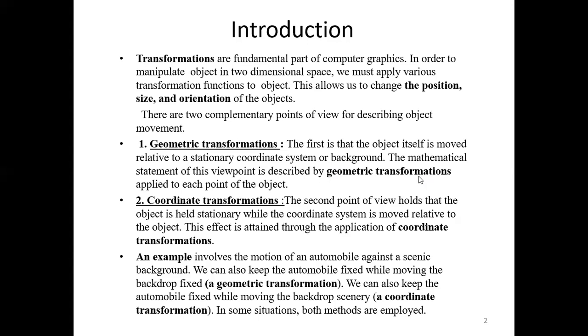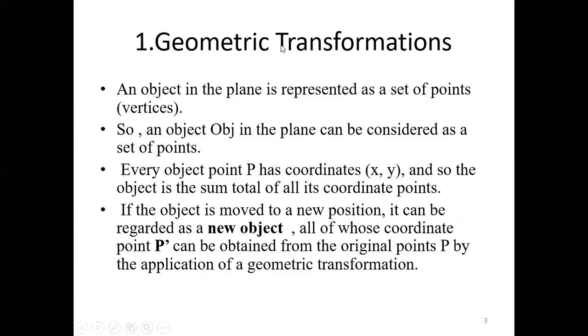So basically, we have an object and we have a background. What we will do in geometric transformation is see how we can move the object to different places. We can change the size, we can change the position, we can zoom in, we can zoom out. That means we can scale up and scale down. And in coordinate transformation, we'll work with the background. So this is a basic idea about the geometric transformation.